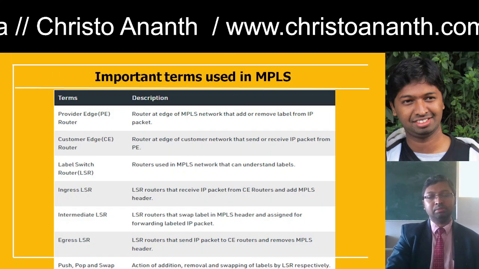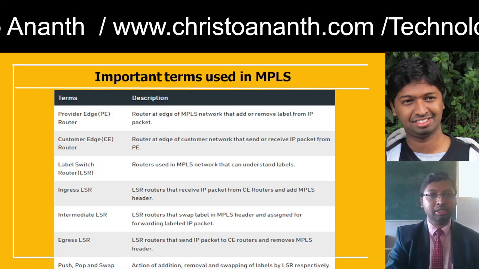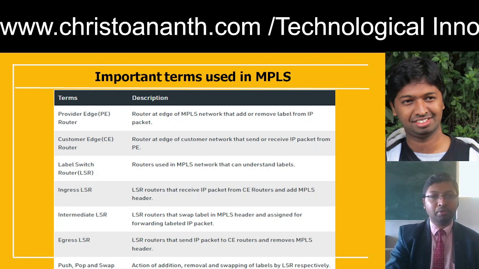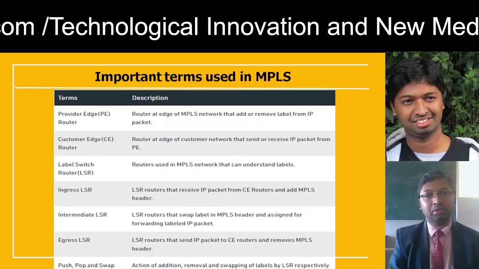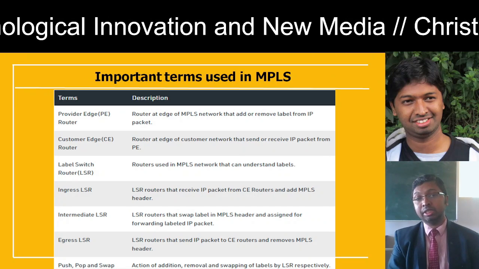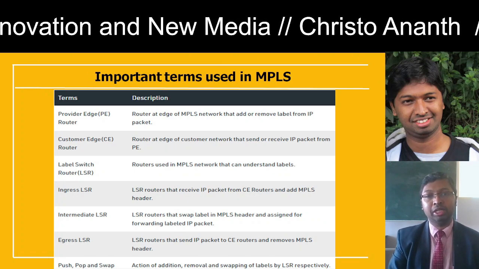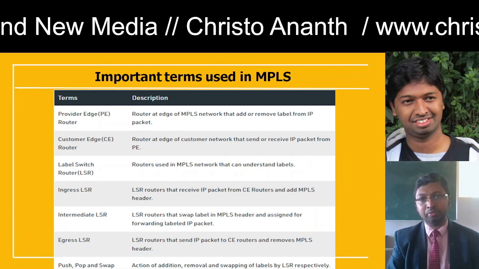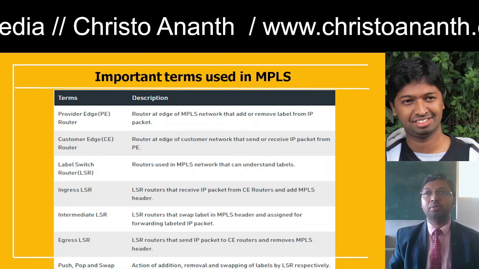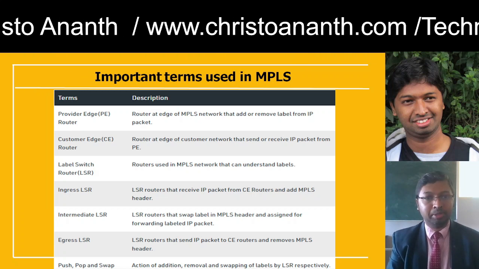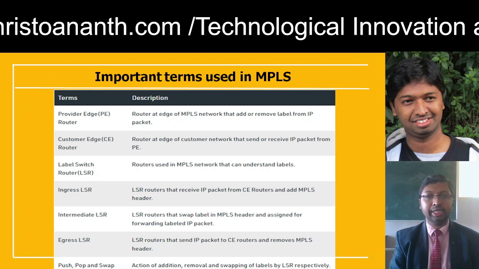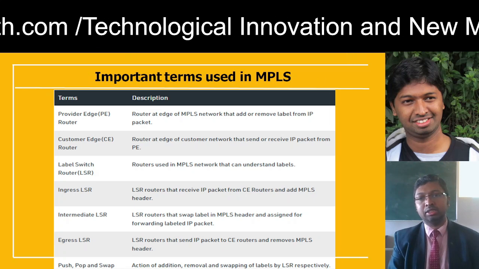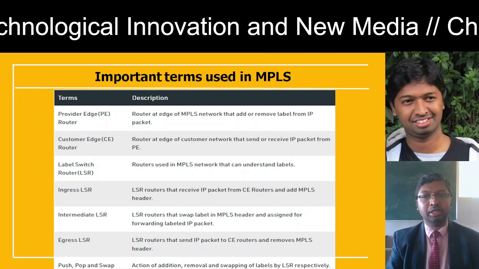So we have some terms which are associated with MPLS. Here you have the provider edge router. Actually, we discussed the edge router; the provider edge router we'll be discussing. So this is the router at the edge of the multi-protocol label switching network. Okay, that is going to add or remove the label from the IP packet. Then you have the customer edge router, so the router at the edge of the customer network that sends or receives IP packets from the provider edge router.